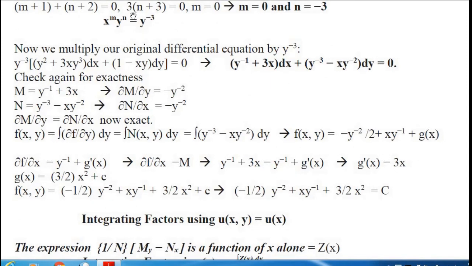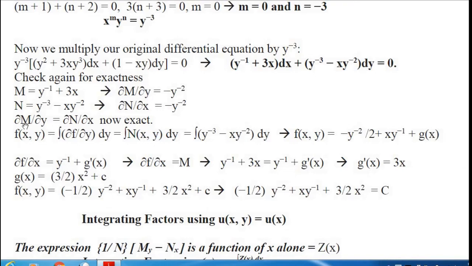So by multiplying by this integrating factor, we can make the given differential equation, which at the first stage was not exact, exact. Now the procedure to find the solution. So the solution is f of x comma y equal to c.